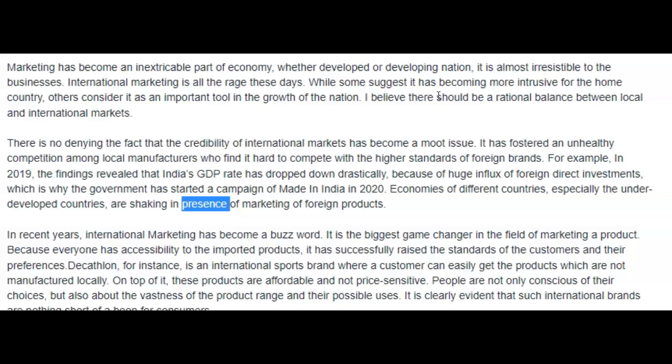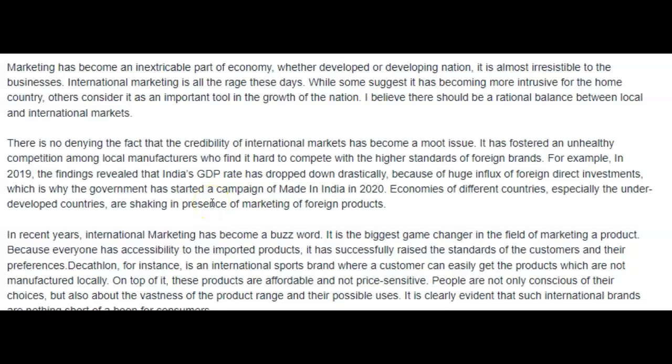It has fostered an unhealthy competition among local manufacturers who find it hard to compete with the higher standards of foreign brands. For example, in 2019, the findings revealed that India's GDP rate has dropped drastically, not dropped down, dropped drastically because of a huge influx of foreign direct investments, which is why the government has started a campaign of Made in India. No, which is why the government started a campaign of Made in India in 2020. Okay, now let's look at this. Economies of different countries, especially the underdeveloped countries, are shaking in the presence of marketing of foreign products.